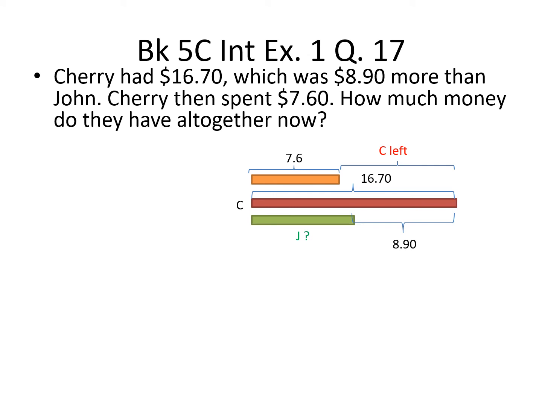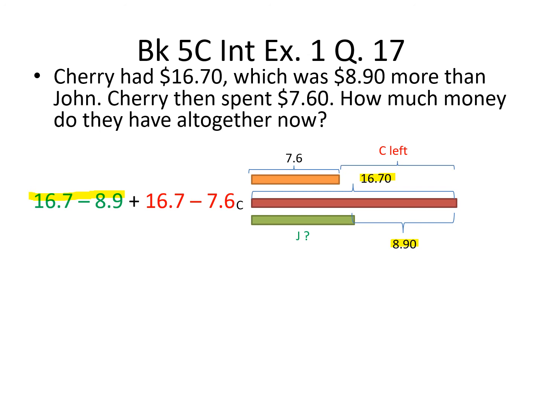Question 17. Cherry had $16.70, which was $8.90 more than John. And Cherry then spent $7.60. How much money do they have all together now? So Cherry, I used the red bar to represent Cherry. She got $16.70, which was $8.90 more than John. So how much does John have? So John will have 16.7 minus 8.9, and then so 16.7 minus 8.9, this is the amount John has.